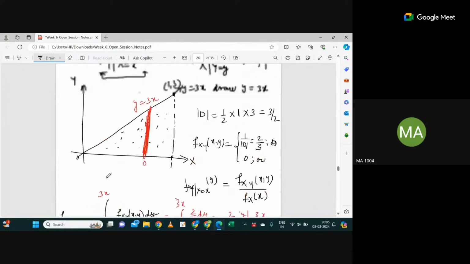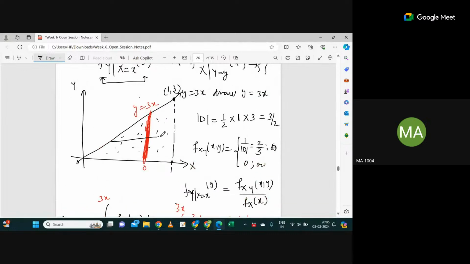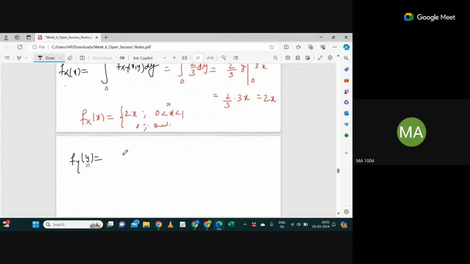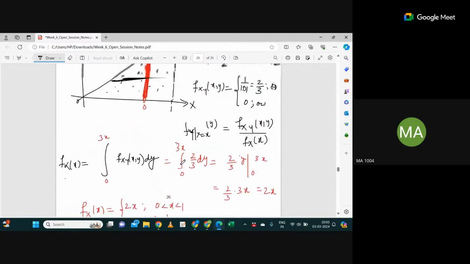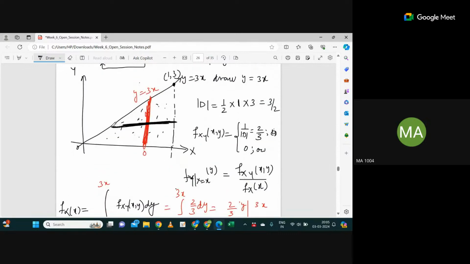To calculate the marginal density of y, I have to draw a parallel line to the y-axis. I have to integrate the joint density with respect to x. That means I have to calculate the limit of x. To calculate the limit of x, I have to draw a parallel line to the x-axis. Then what is the limit of x from here? Tell me.